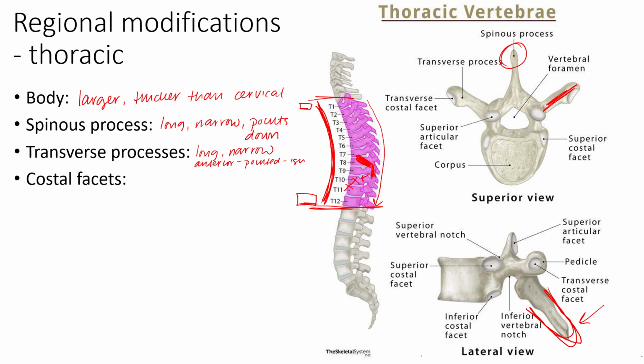Remember, your costovertebral joints are all found in the thoracic spine. So you're going to need to be able to form joints with the ribs, and those are going to have their own sort of smooth areas, just like every other joint in your body has a smooth area and then a bulgy area. So in here, you have a superior costal facet, an inferior costal facet, and a transverse costal facet.